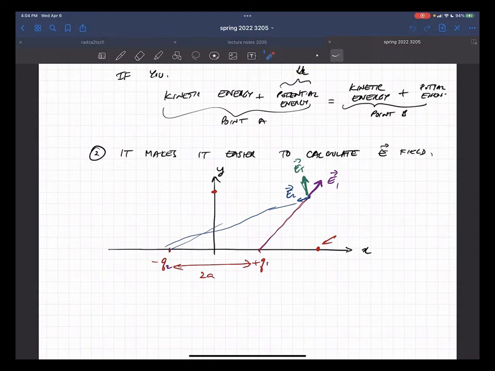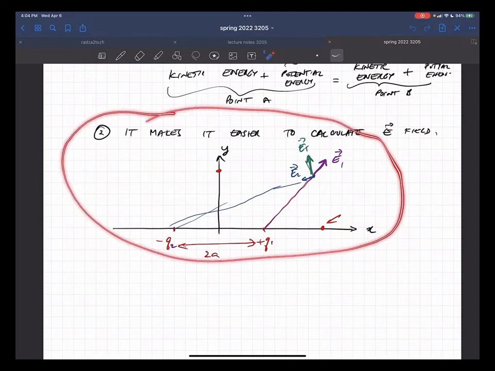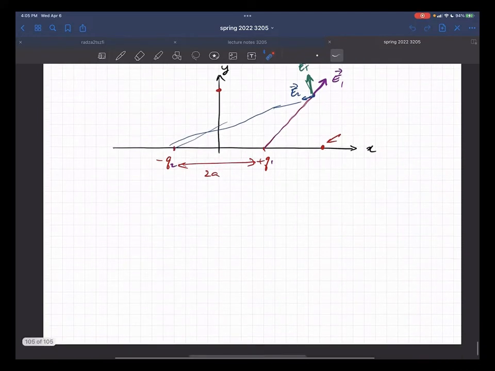Okay, so let's see how that works. So let's look at the same problem of this dipole in terms of potentials rather than in terms of electric field. So let me redraw this thing.